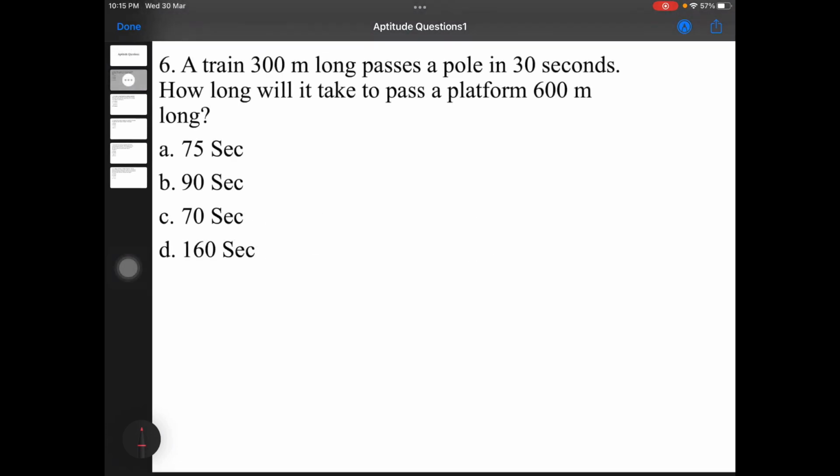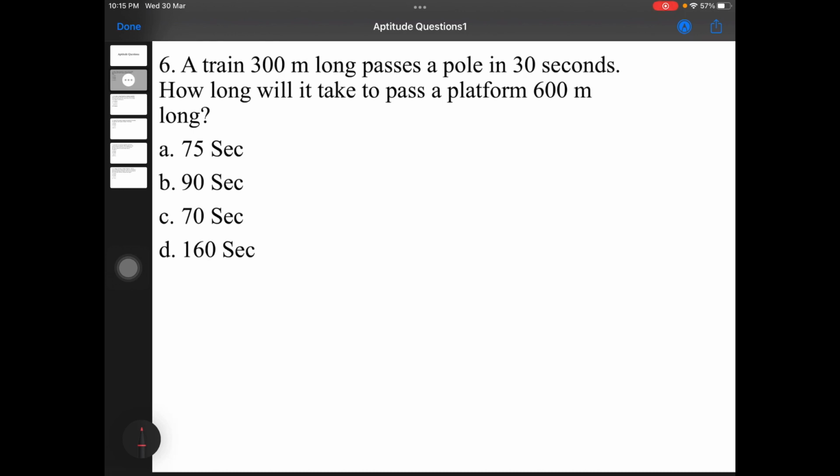Question number 6. A train of 300 meters long passes a pole in 30 seconds. How long will it take to pass a platform of 600 meters long? Option A 75 seconds, option B 90 seconds, option C 70 seconds, option D 160 seconds.